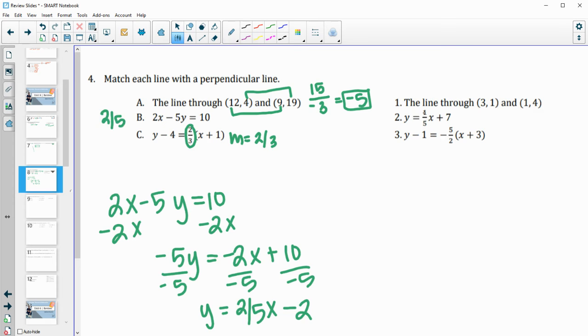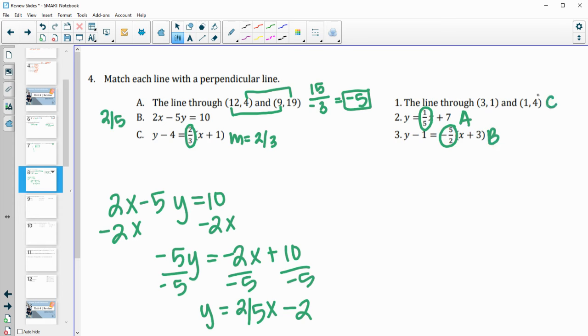So then let's take a look here. We can see in these that the slope here is 1/5. And we're matching to the perpendicular slope. So we want opposite reciprocals. So positive 1/5 is the reciprocal of negative 5. So this one goes with A. We can also see that number 3 has a slope of negative 5/2. So that's the reciprocal of positive 2/5. So this one is B. So that means this one must be C.